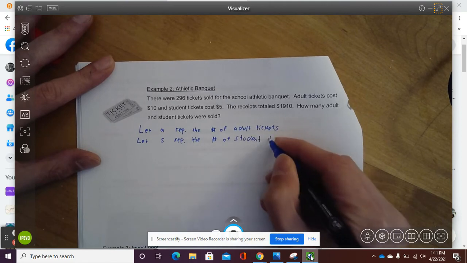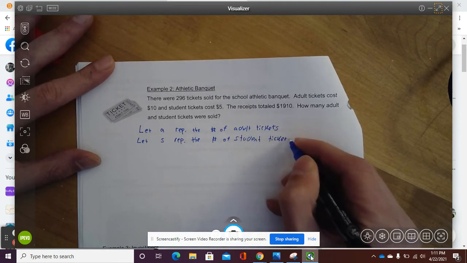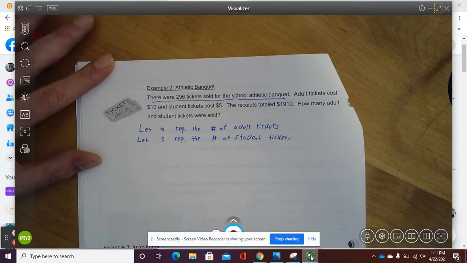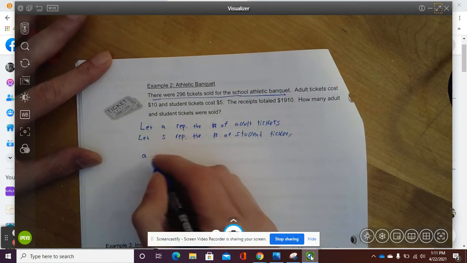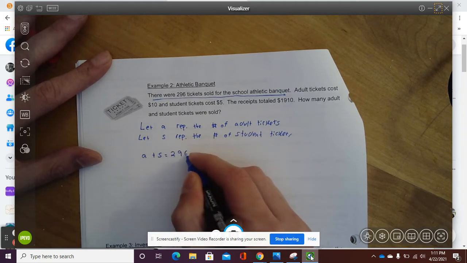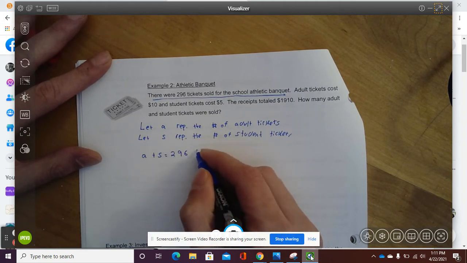And again, I want to create two equations from these two sentences. So there were 296 tickets sold. So altogether, A plus S equals 296. That's equation 1.